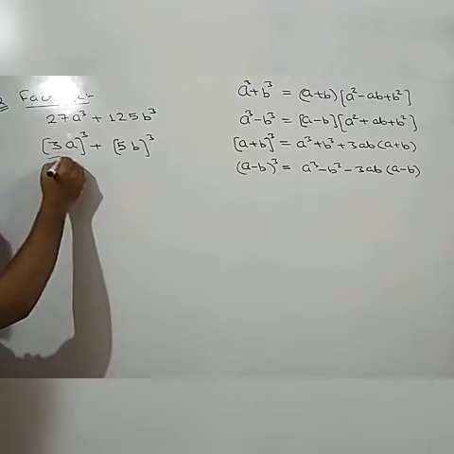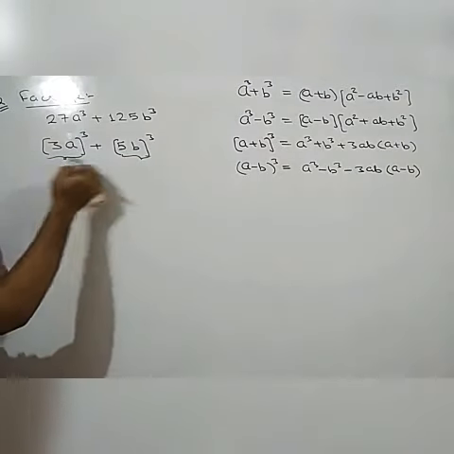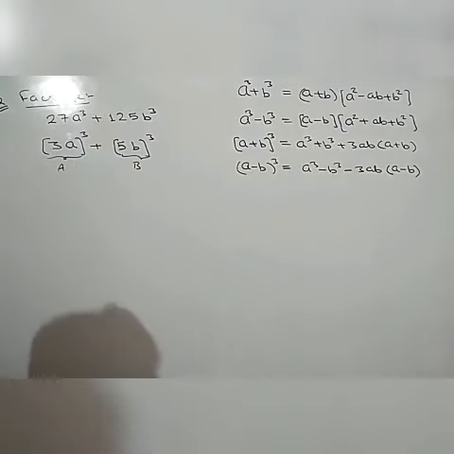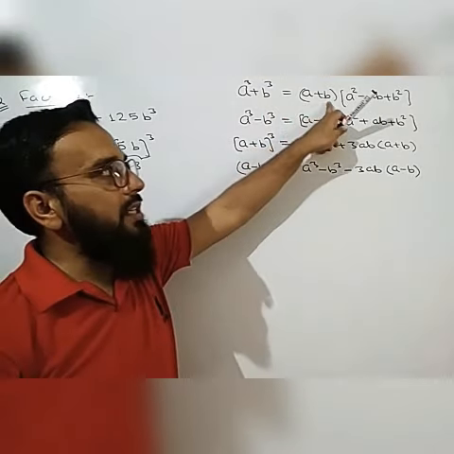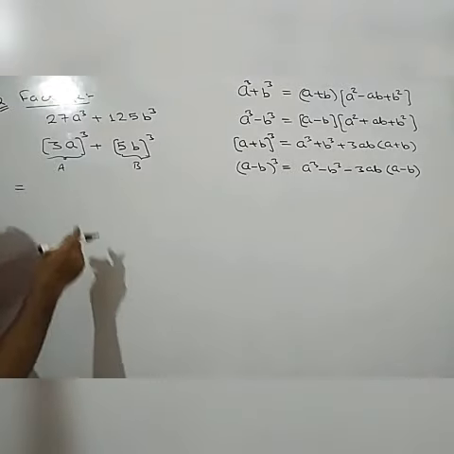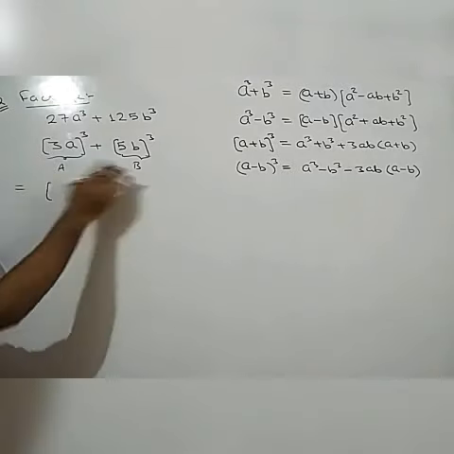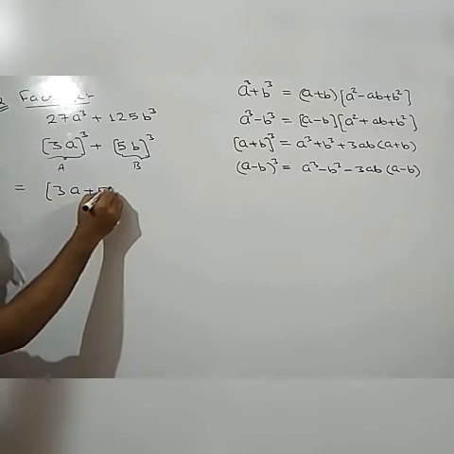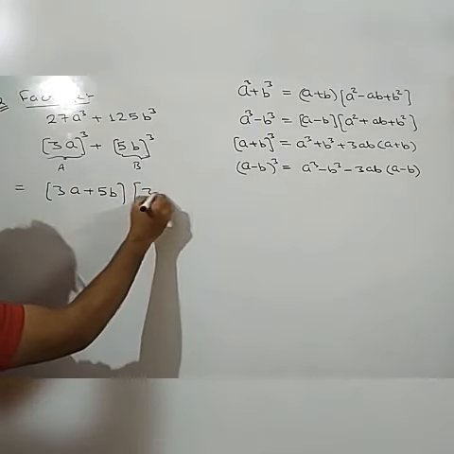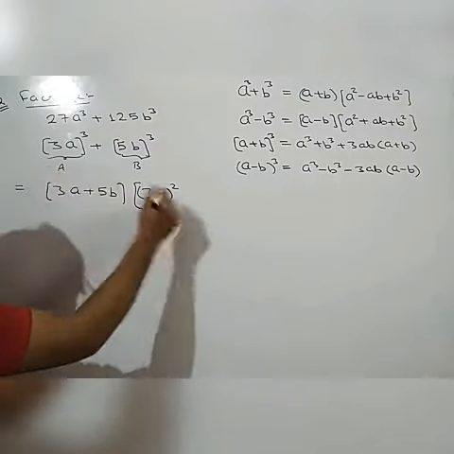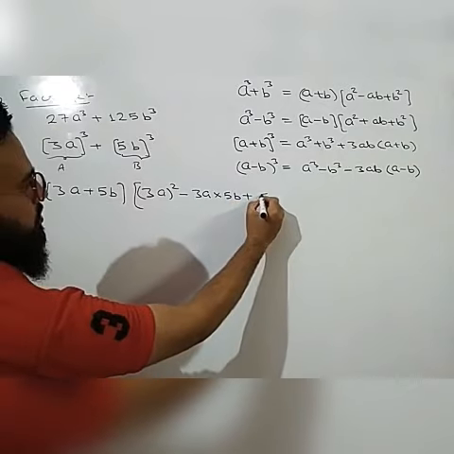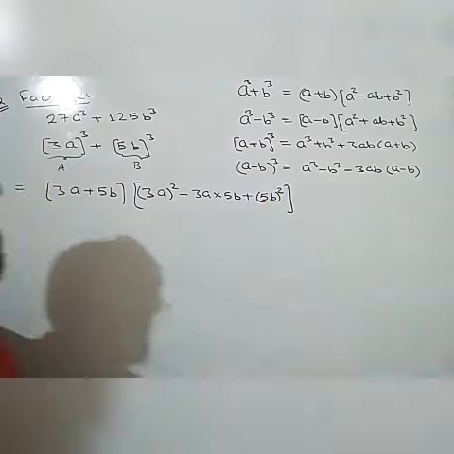Now we can consider this whole term as a and this whole term as b. So it is written as a cube plus b cube. And what is the identity of a cube plus b cube? It is a plus b, a square minus ab plus b square. So we can expand this in terms of the identity. It will be 3a plus 5b in the first bracket, and in the second bracket it will be 3a whole square, that is a square, minus ab, that will be 3a into 5b, plus b square, which will be 5b whole square.